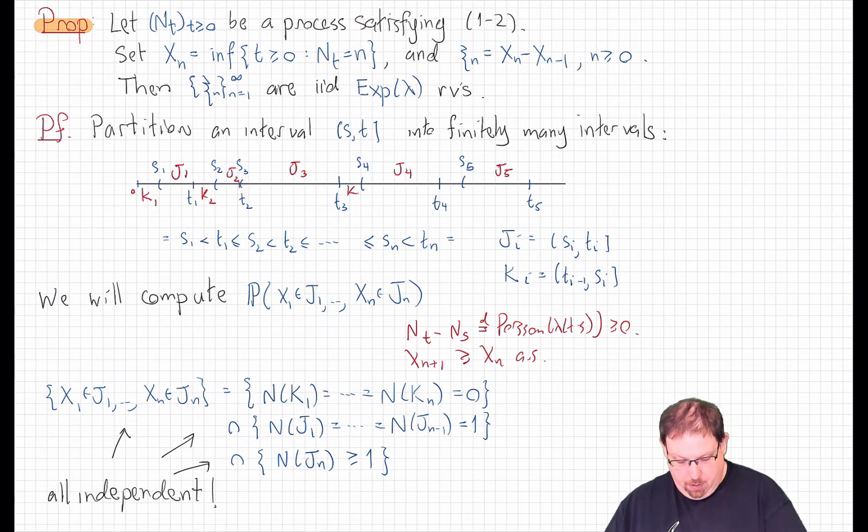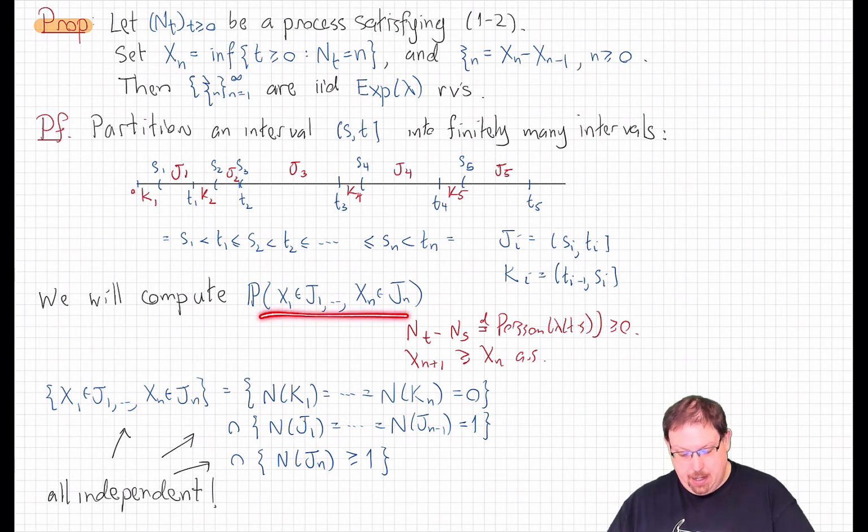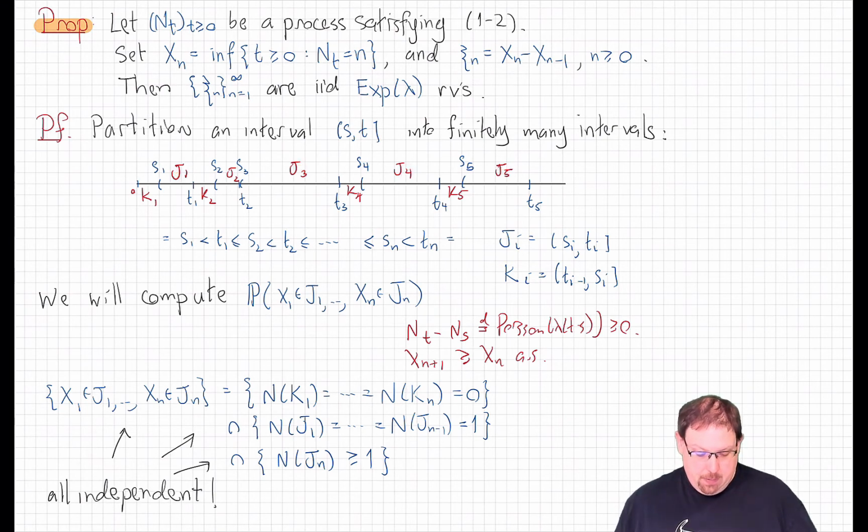Here's K_4, K_5. So we're going to compute the probability that the X_1 through X_n defined from our abstractly constructed Poisson process as the corresponding arrival process, that random vector lies in the product of these intervals. Well, that's just a matter of writing down exactly what this event means. What does it mean that X_1 is in J_1, X_2 is in J_2, up to X_n is in J_n?